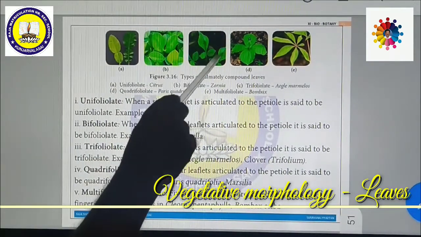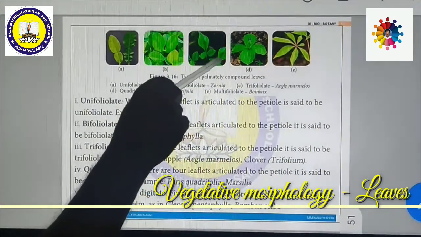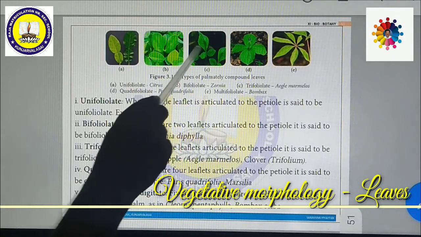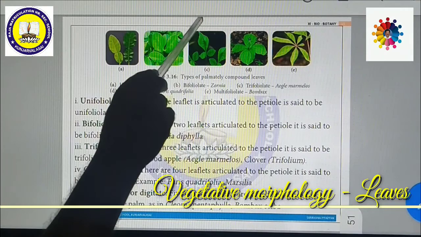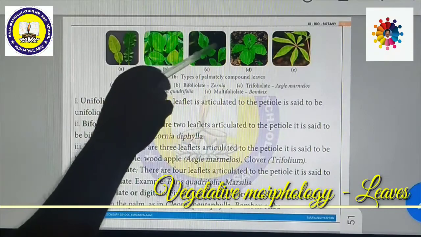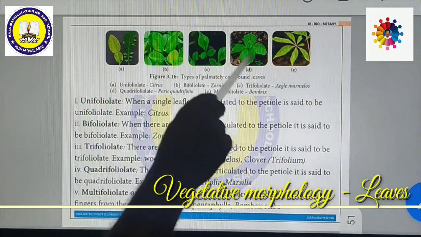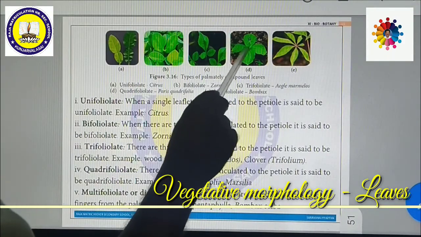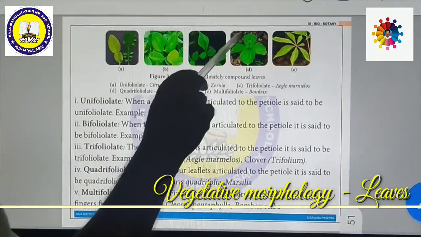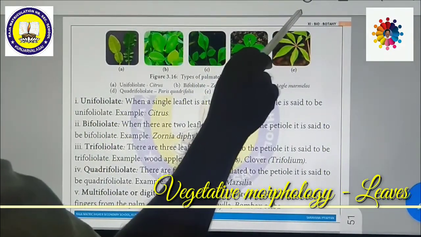Then trifoliate leaf. Aegle marmelos, the vilvam. Mostly in Sivalayam, we can see this Aegle marmelos, vilvam maram. There are three leaflets articulated to the petiole. It is said to be a trifoliate leaf. Wood apple, that is vilvam. Then quadrifoliate leaf. That means four leaflets arise from the petiole. It is said to be a quadrifoliate leaf. These are multifoliate or digitate leaves.